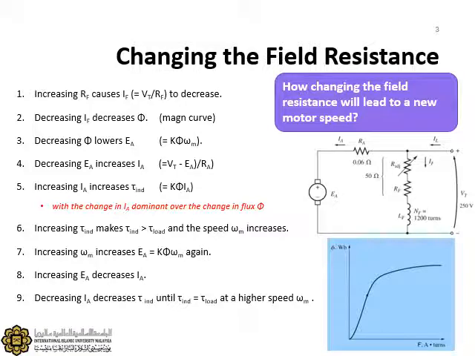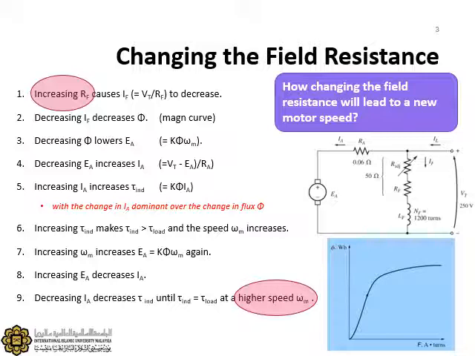Okay, in this slide I will walk you through the first technique, which is adjusting the field resistance, or RF, and how changing the value of RF can lead to a change in the speed. Now let's assume that RF is increased. What will happen to the speed of the motor?